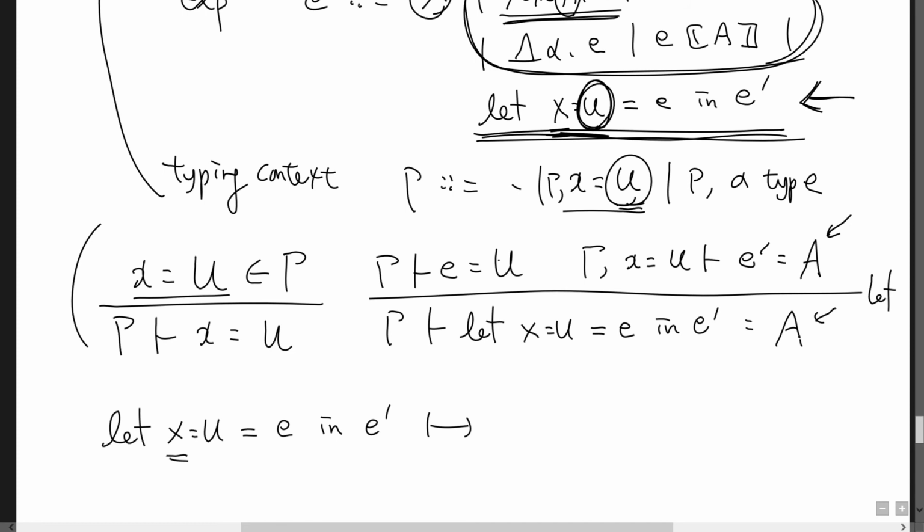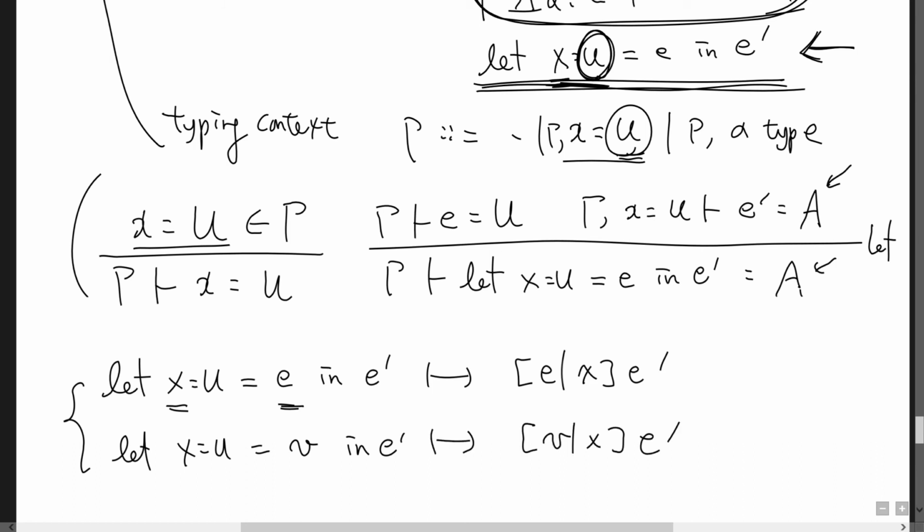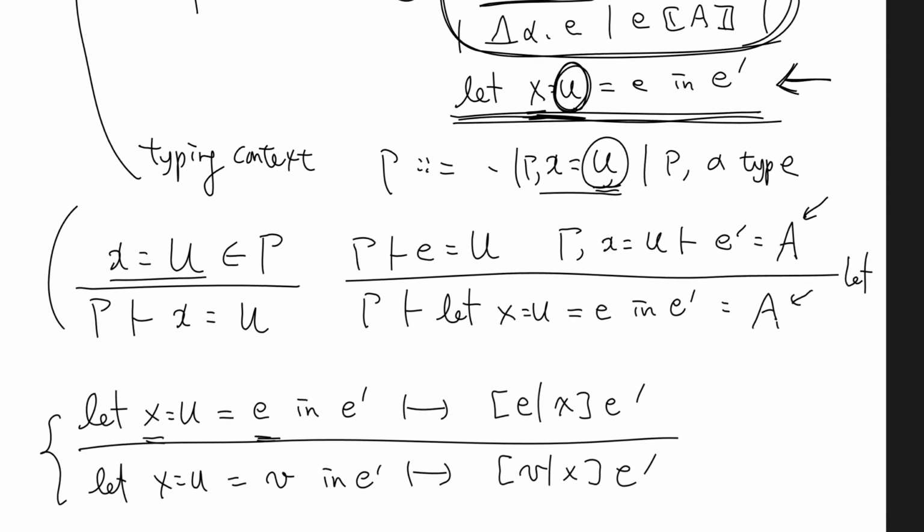So this variable x is bound to this expression E. In the style of call by name, we could reduce it to E for x in expression E prime. If we prefer this call by value style, we will require this expression to be reduced to value v first, and then substitute value v for x in expression E prime. So this is the reduction rule for let binding. So that's pretty much the essence of let binding.